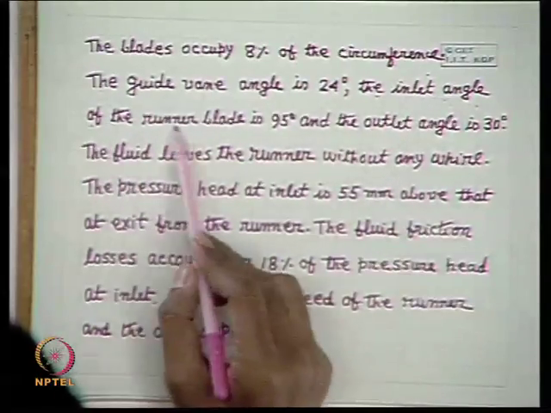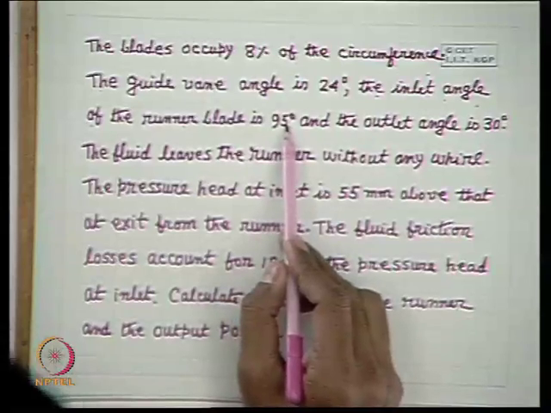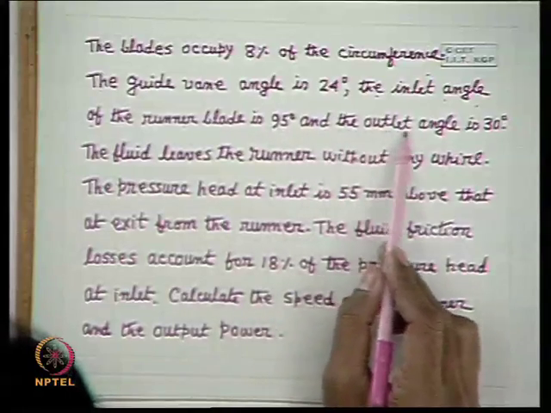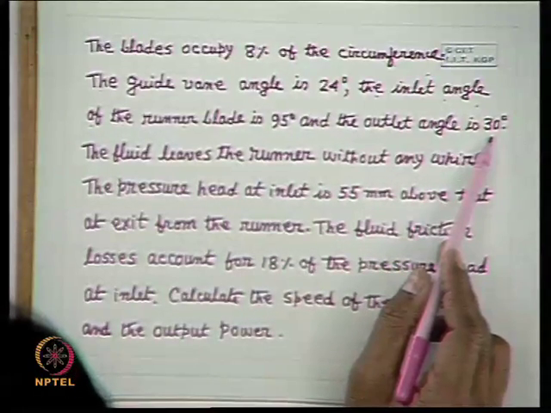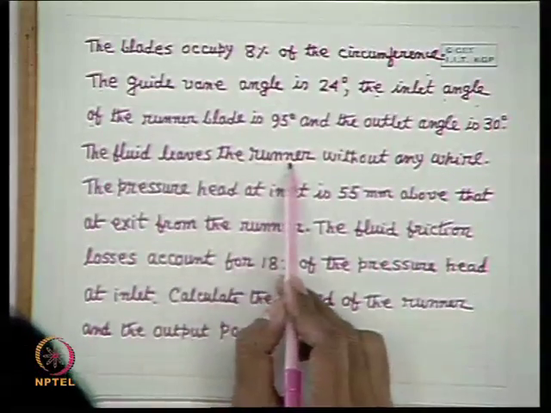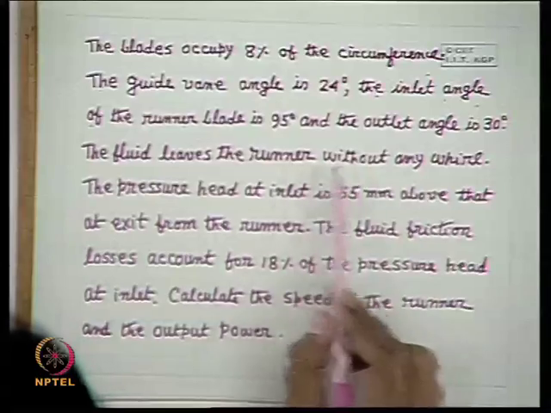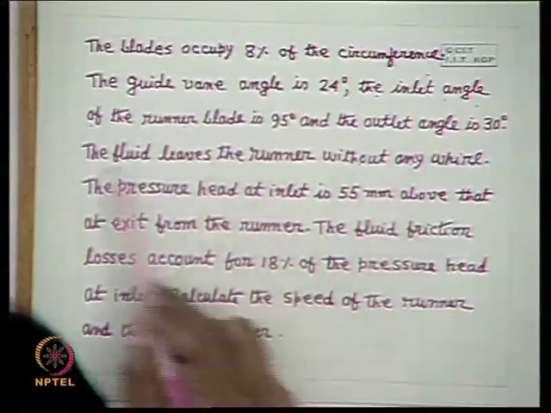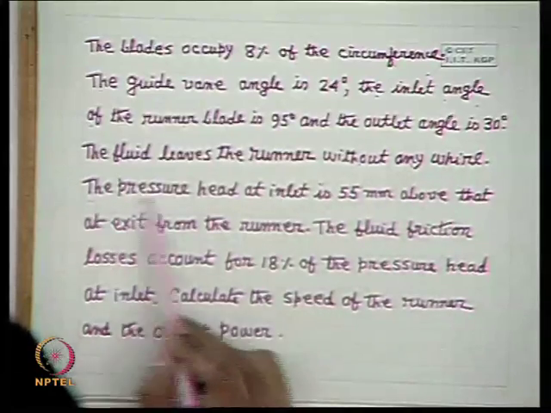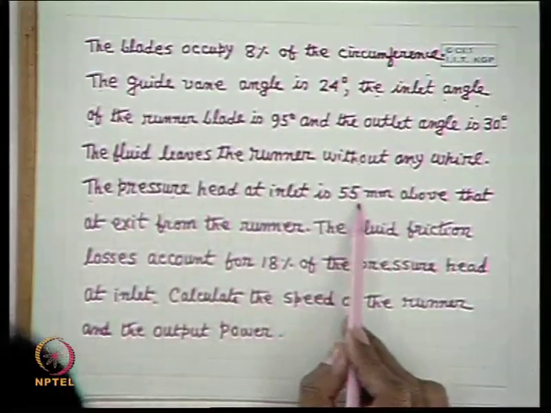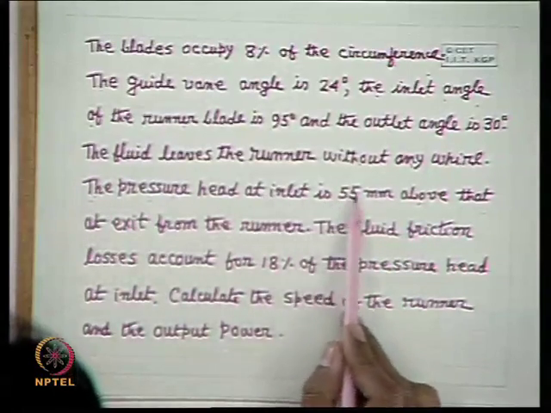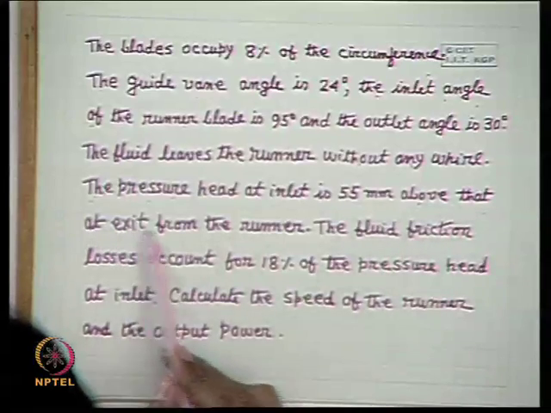The inlet angle of the runner blade is 95 degree and the outlet angle is 30 degree. The fluid leaves the runner without any whirl. The pressure head at inlet is 55 millimeter above that at exit from the runner.